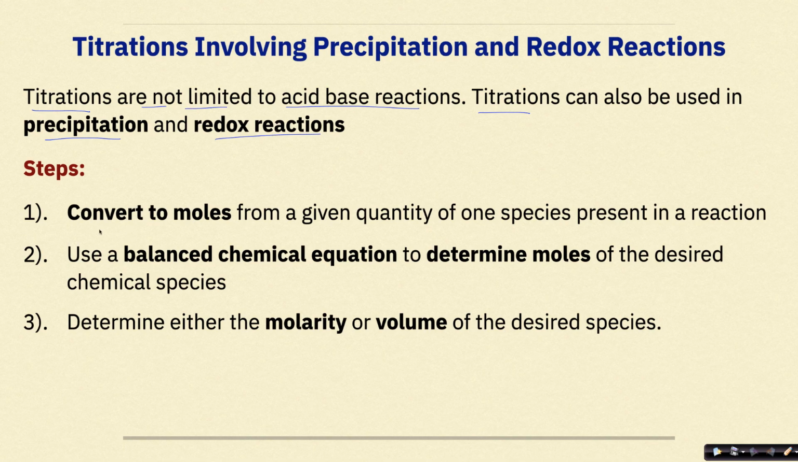So the first step you're going to do is, of course, follow my AP Chemistry mantra, which is convert to moles. So convert to moles from a given quantity of one species present in a reaction.